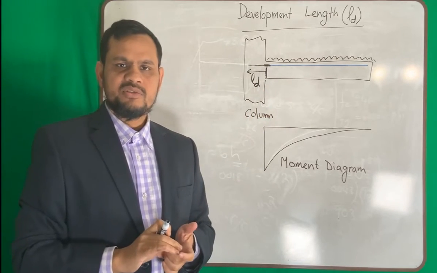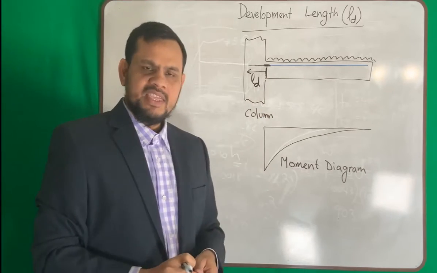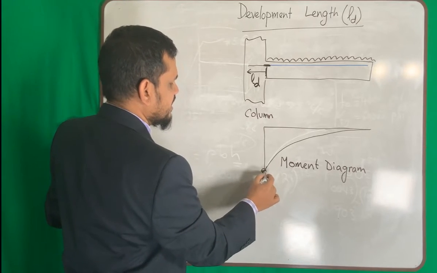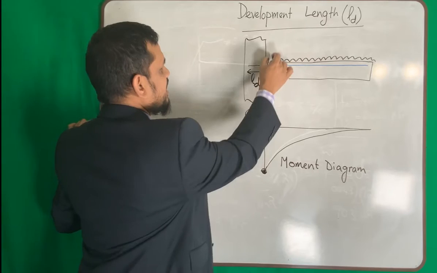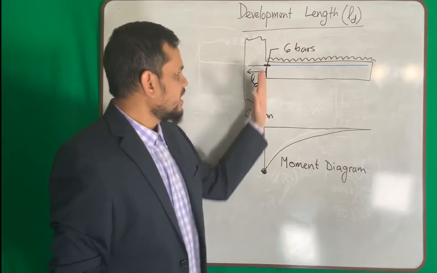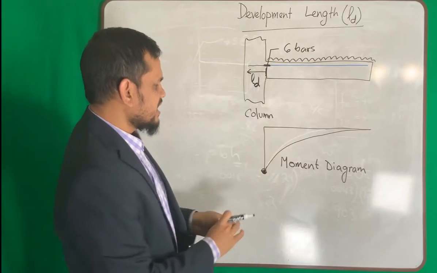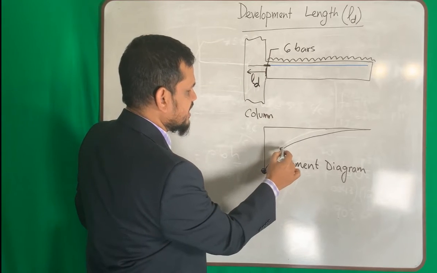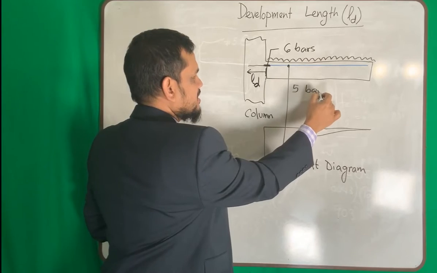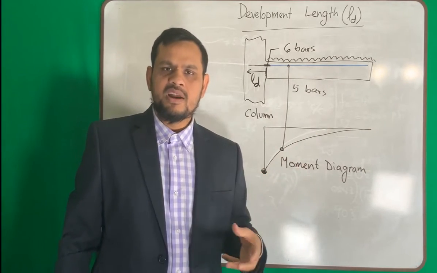So hopefully you understood the meaning of development length. At the same time, if I extend this explanation, say my maximum moment is here at the face. Say here I need 6 bars. I need 6 bars at the face where my moment is max. Now after some distance, my moment is decreasing. Say here I need only 5 bars. So as my moment is decreasing, the requirement of bars will decrease.